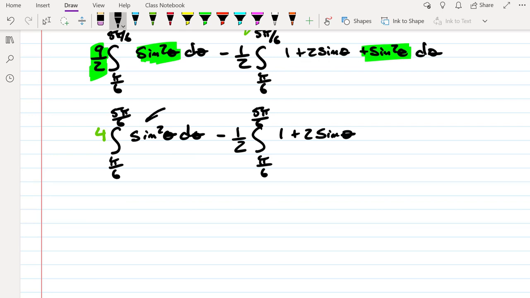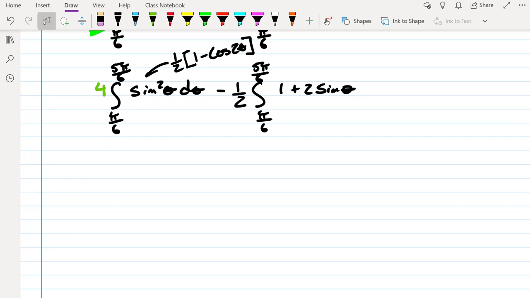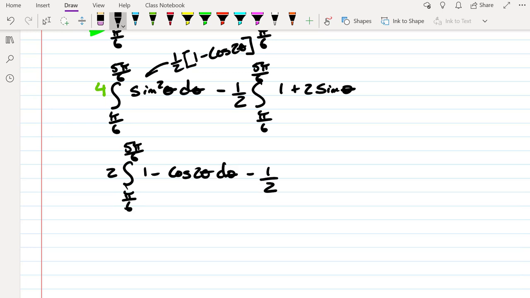Now on this guy, we need to use the trig identity 1/2 times 1 minus the cosine of 2 theta. So 1/2 times 4 gives us 2 times the integral from pi over 6 to 5 pi over 6 of 1 minus the cosine of 2 theta d theta minus 1/2 times the integral from pi over 6 to 5 pi over 6 of 1 plus 2 sine theta.